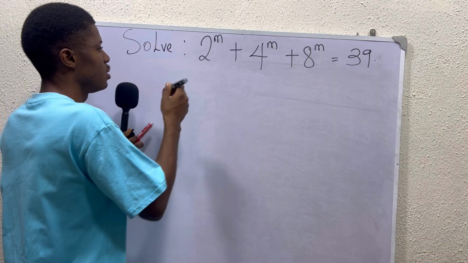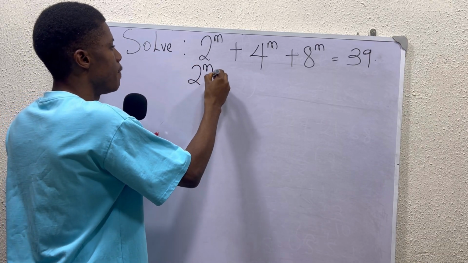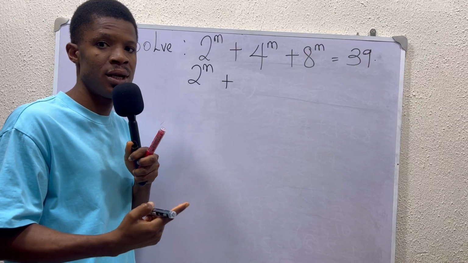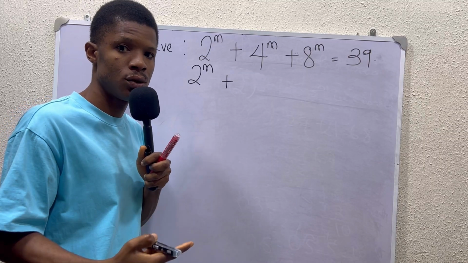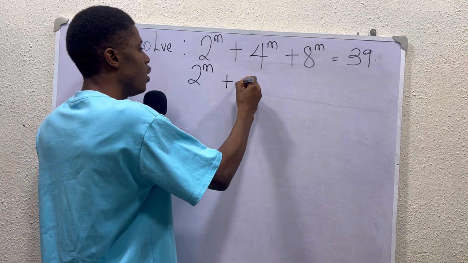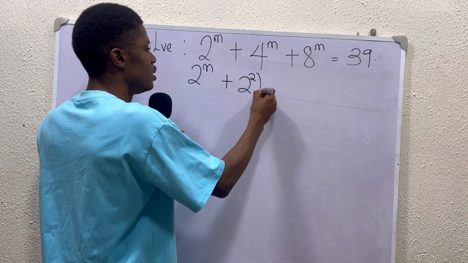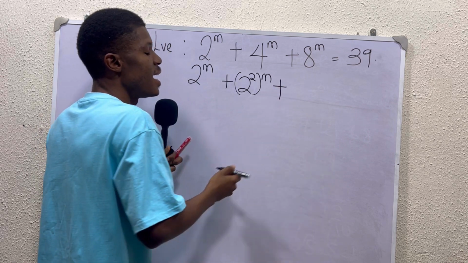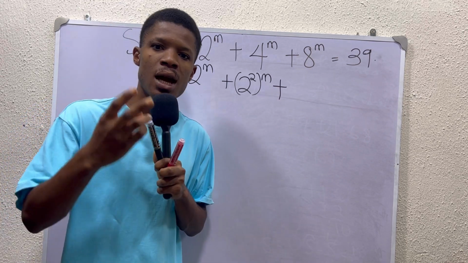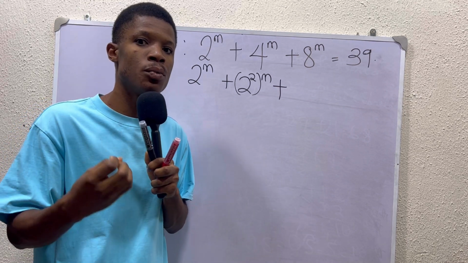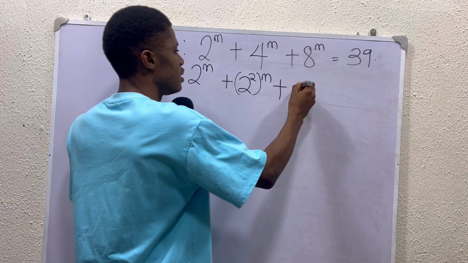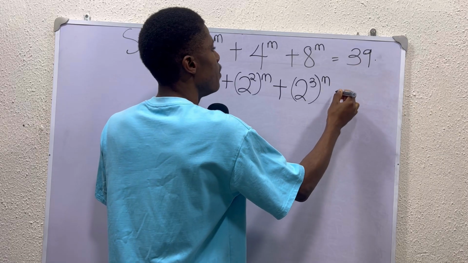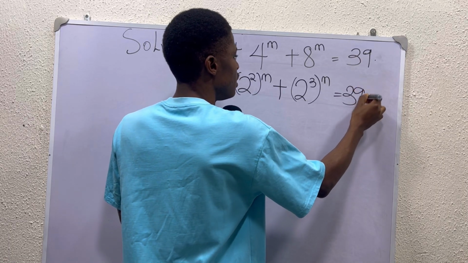Because we know that 2 power m plus, we have 4 now. 4 can be expressed in base 2, right? Which is 2 times 2. 2 times 2 is 2 squared, is 4. So we have it as 2 squared, then already existing power m. Then plus 8 can be seen as 2 times 2, 4 times 2, 8, 2 power 3. So we can write it as what? 2 power 3, already existing power m, and that equals 39.